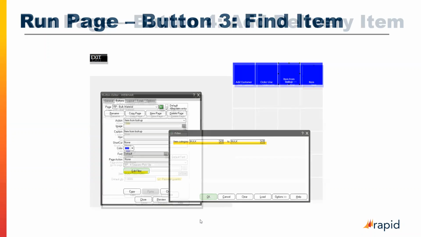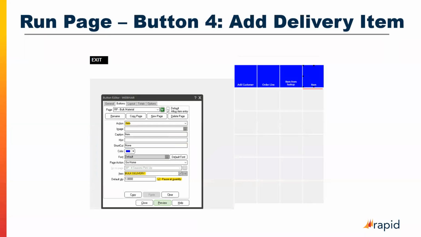Good point. And then our fourth button is to add our delivery item. In this case, I just have an item that's defined as bulk delivery. So my button action for this is simply item, and then at the bottom, I've defined my item as a bulk delivery. For this specific one, I want to pause at quantity. With my bulk delivery item, I have different zones that I'll want to select from, that you'll see in just a moment. So I want it to pause so I can select that specific zone to ring up for that customer.